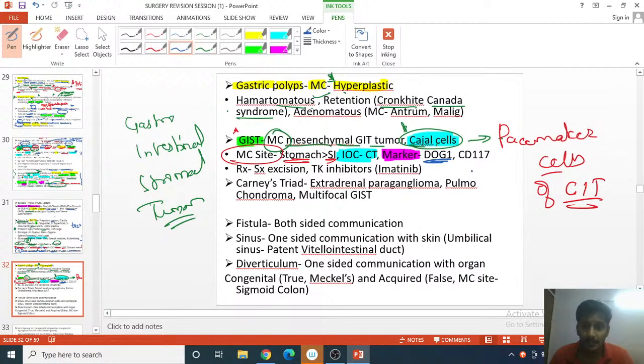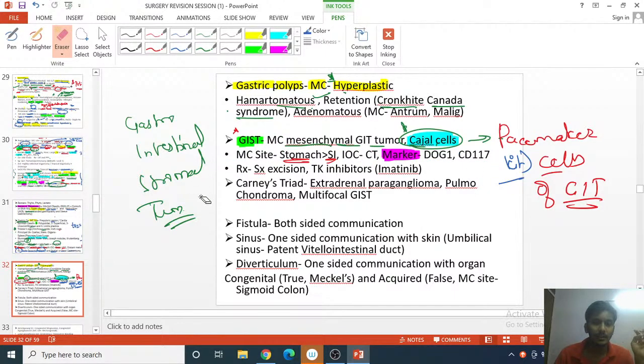Yes, पहले CD117 था, but now the better marker is DOG1. Please remember, the most common or most important marker of GIST is your DOG1, followed by CD117, also known as C-KIT. ठीक है? So CD117 is also known as your C-KIT. So the most common marker which is used, the most important marker, is DOG1, followed by CD117. Please remember this, important.